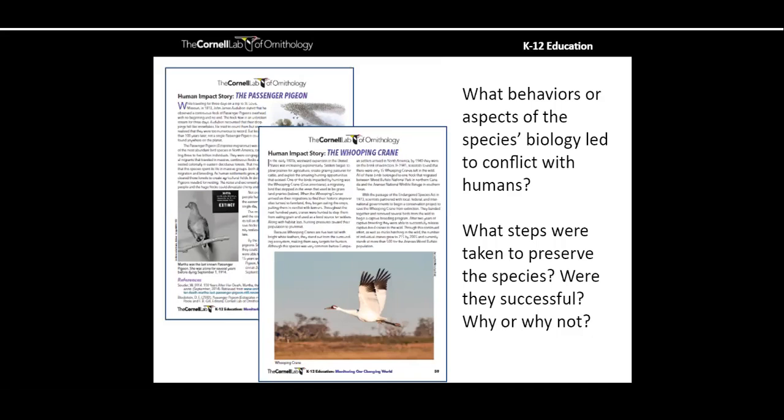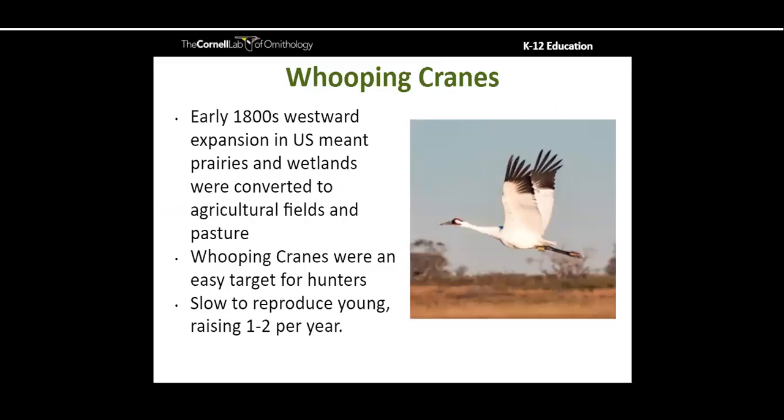So let's begin with the whooping crane. The whooping crane is an impressive 5-foot-tall bird that lived on prairies and marshlands throughout the United States. They were never super abundant. There were only probably about 2,000 of them because they require large territories and specific habitats.